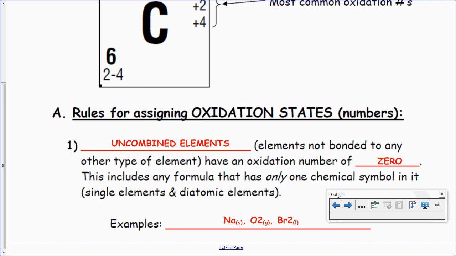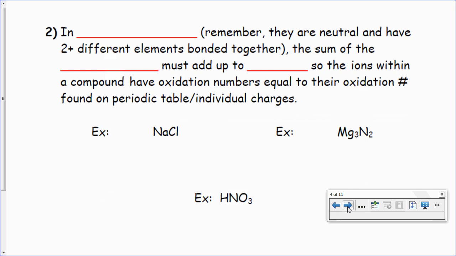or the diatomic 7 club. Now, in compounds, remember they're neutral and have 2 or more different elements bonded together. The sum of those charges, those oxidation numbers, must add up to 0, kind of like the example that I did at the very beginning there. Big old goose egg we're looking for.